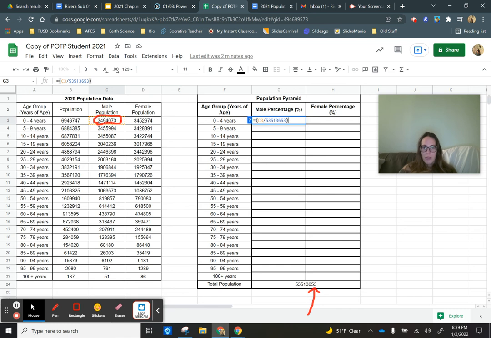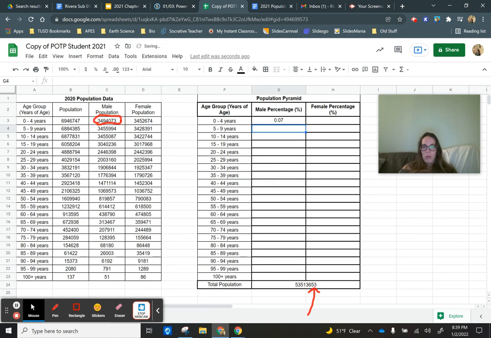End parenthesis. Now if I press enter right now, that's not a percentage yet, because what do you have to do to a percentage? You have to multiply by 100. For this sheet, multiply is an asterisk, so just select the asterisk and multiply by 100. There's our percentage. So what this tells me is that in Kenya in 2020, about 6.53% of the population was a male between the age of 0 and 4.